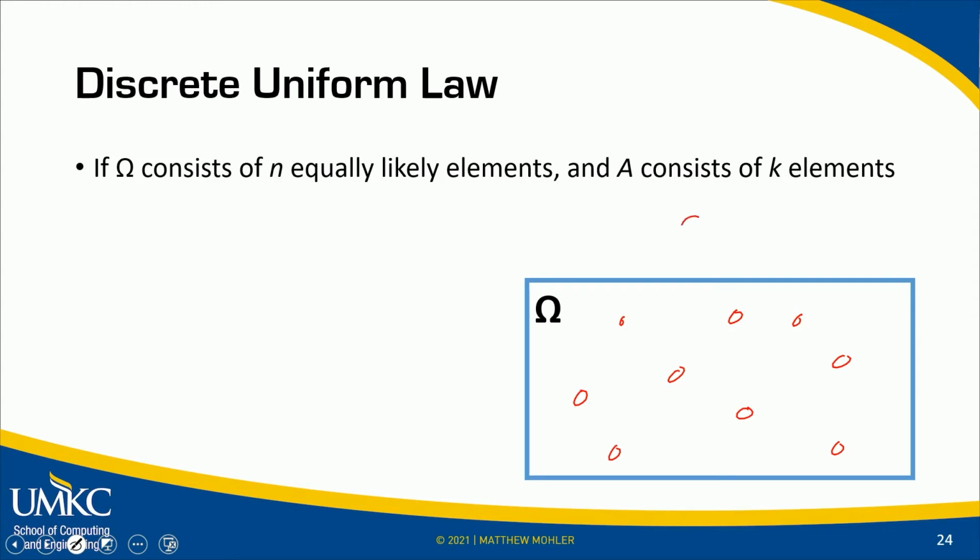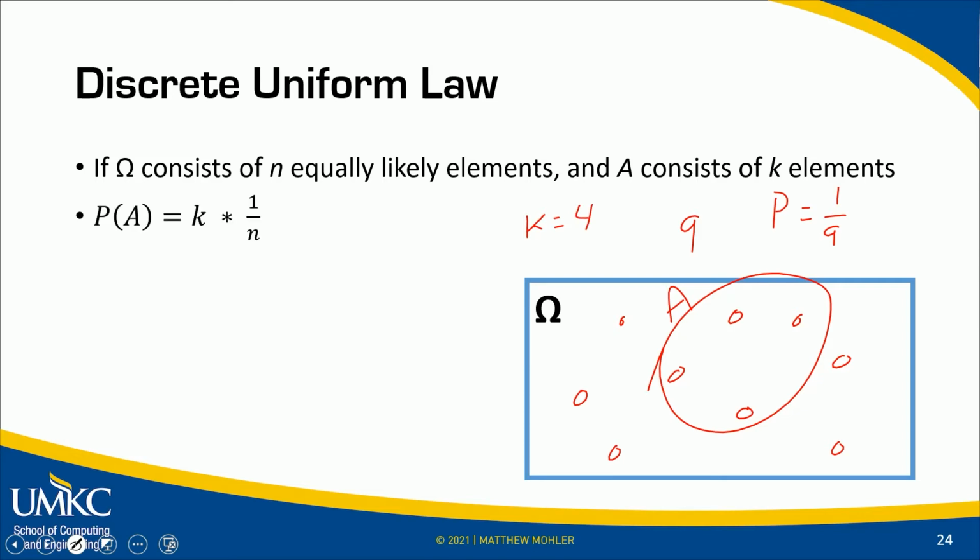In this case, I've drawn 9 elements, and each of those are equally likely, so the probability is equal to just 1/9. And we have some event A that consists of k elements, so k in this case being equal to 4, then I can simply say that the probability of event A is just equal to k times 1 over n, 1 over that number of elements. And this is basically the same formula we used on the previous slide. We've just now generalized it into a form that you can use for future assignments.